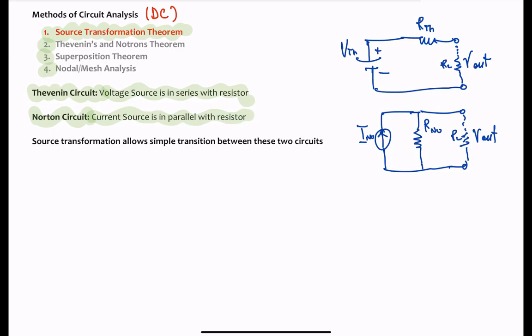Now, the Thevenin circuit basically takes this form right here, and the Norton circuit takes this form right here, where you have the current source in parallel with a resistor. So why is this the source transformation technique or theorem? Why is it referred to as the source transformation theorem? The question that may come to your mind. Well, the answer is this is the method that allows us to easily convert between these two types of circuits.